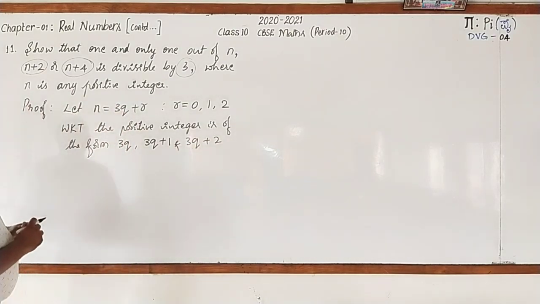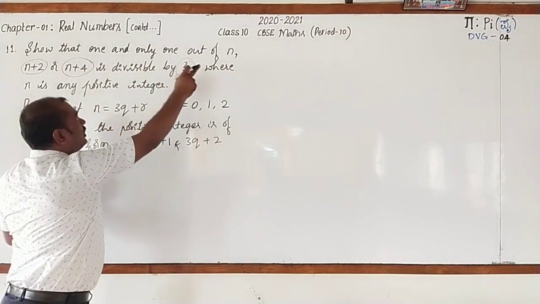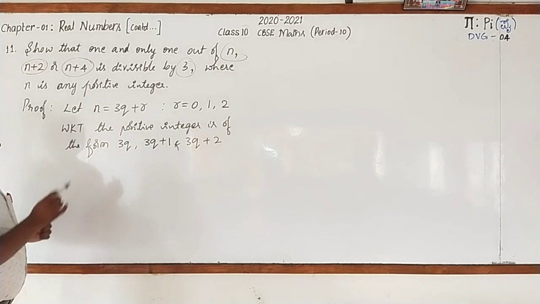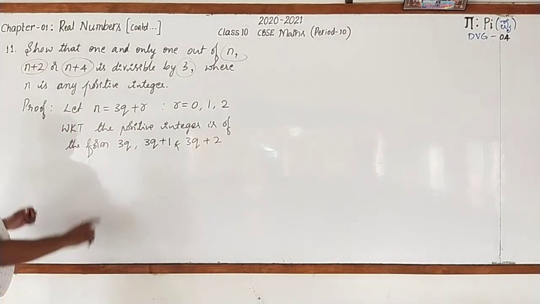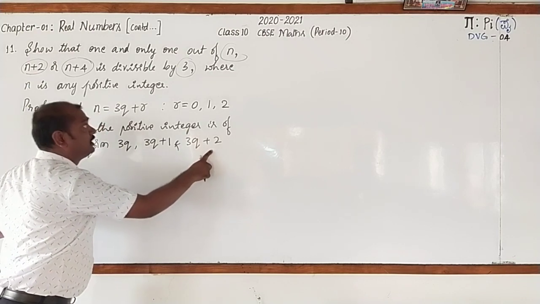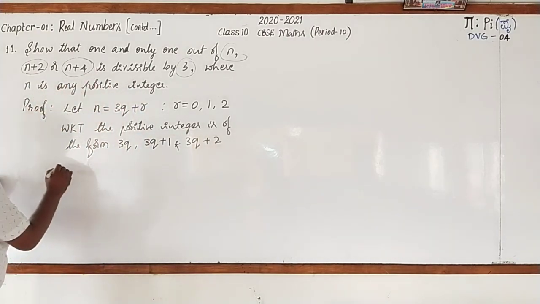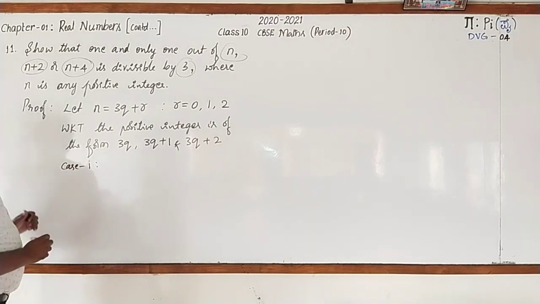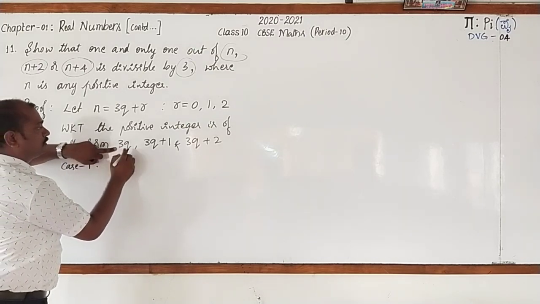Okay. Now, once you go through that question, show that one and only one out of these three, n, n plus 2 or n plus 4, is divisible by 3. These are the positive integers. Let us try these numbers. Here I write case 1. First case. In this case, I take n equal to 3q.